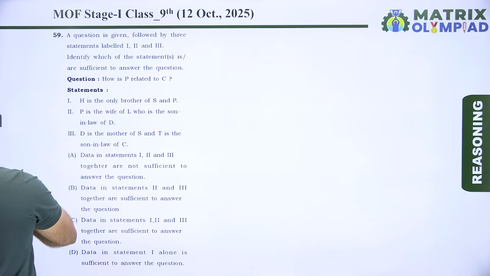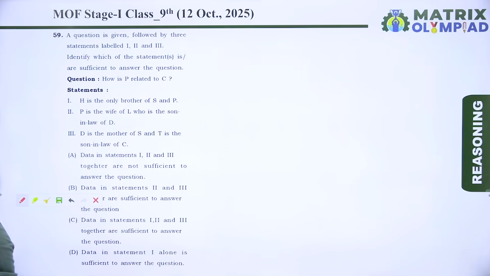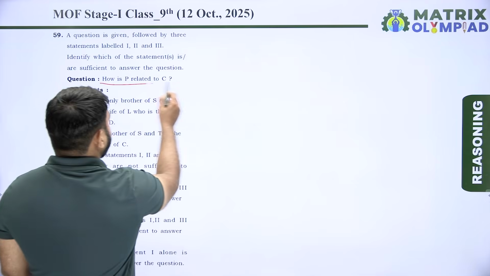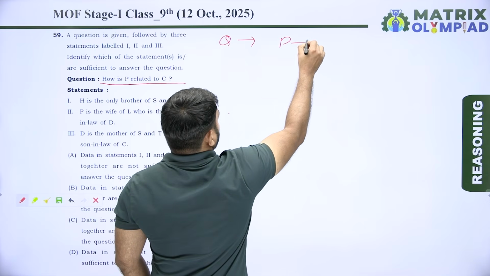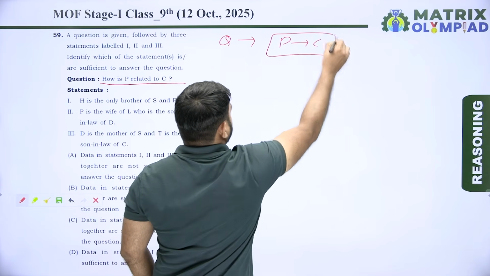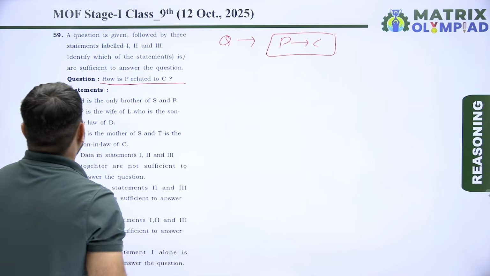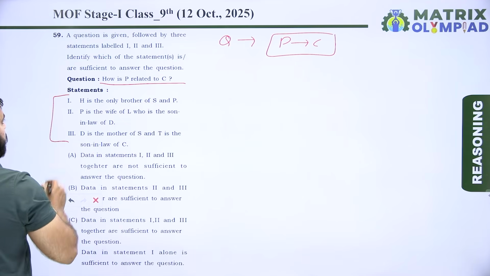So now the next question is question number 59. A question is given followed by three statements labeled 1, 2 and 3. Identify which of the statements are sufficient to answer the question. So now the question is, how is P related to C? Find the relation between P and C. So we have three statements for this question.